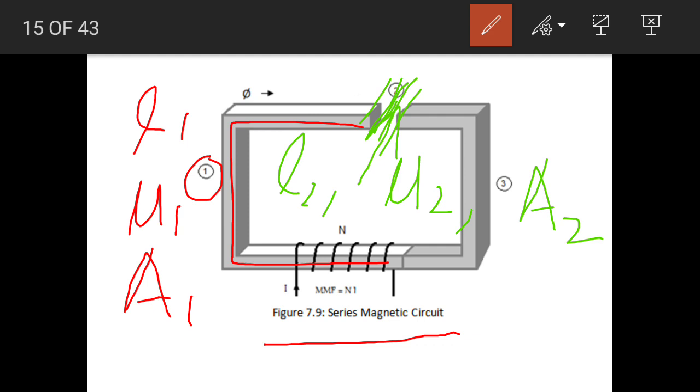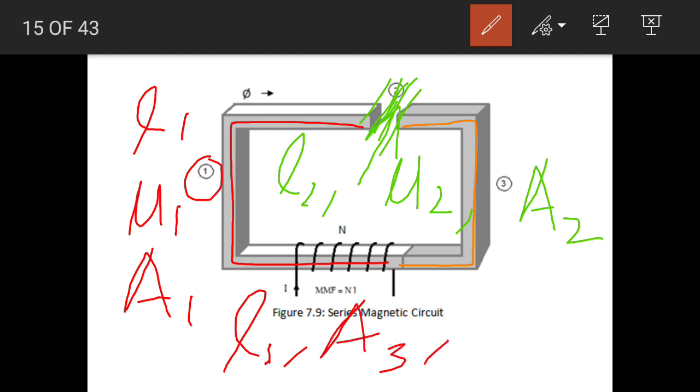And then we consider material number 3. We assume that the mean length of material number 3 is represented by L3, the cross-sectional area of material number 3 is represented by A3, and the permeability of material number 3 is represented by mu3.